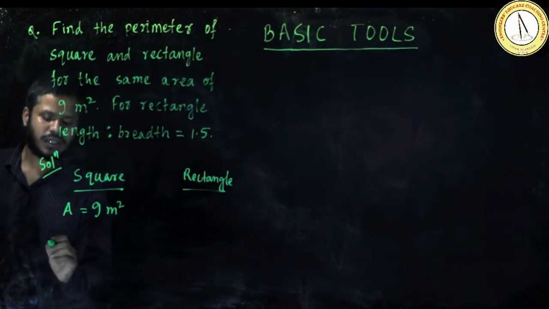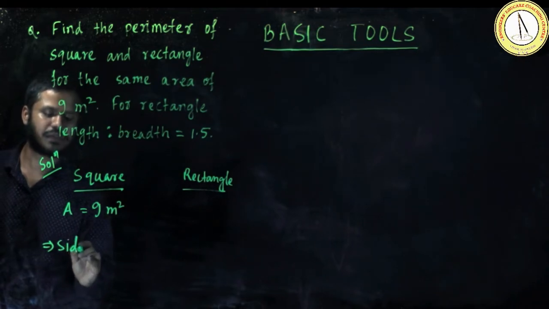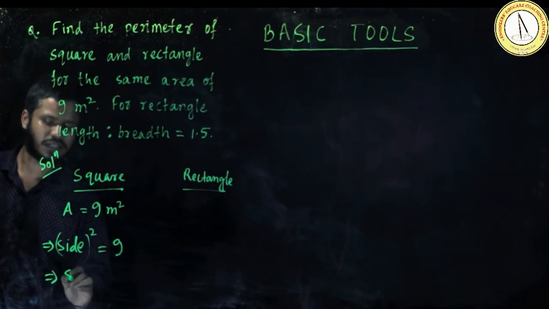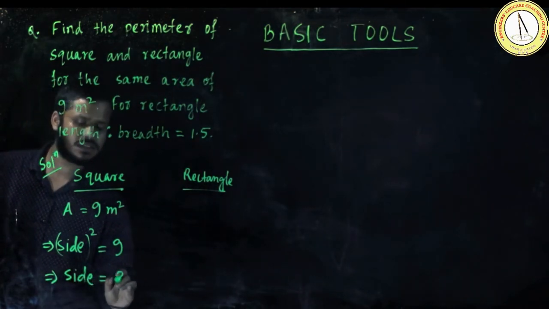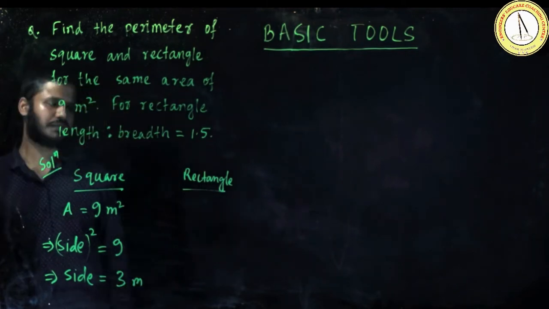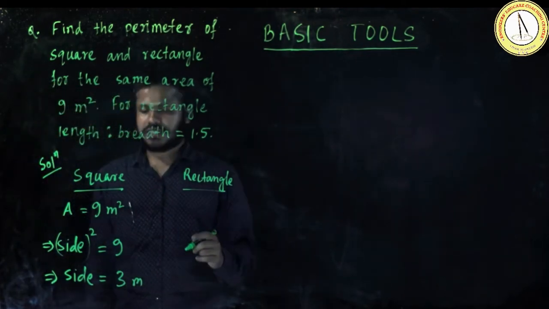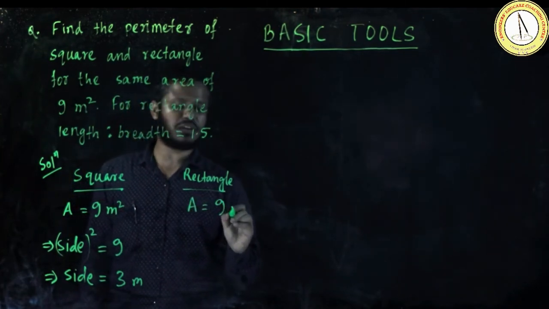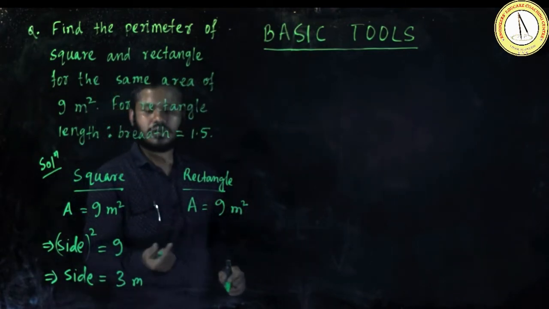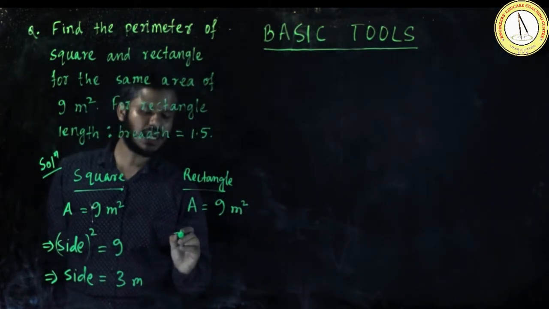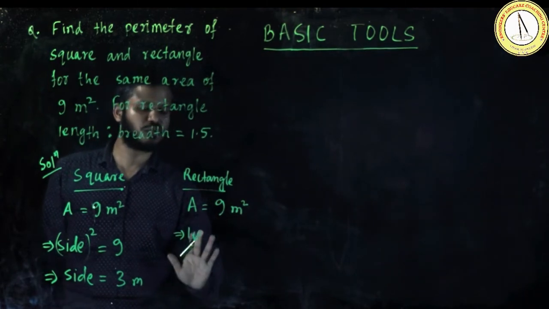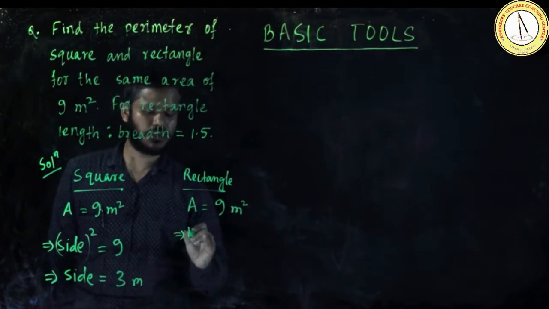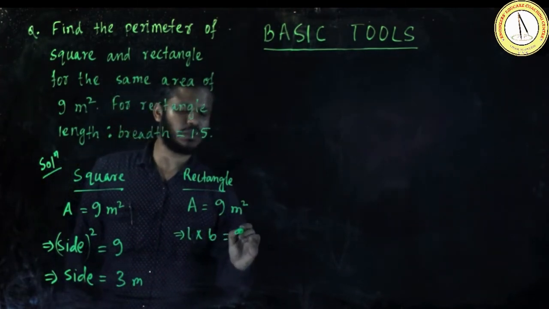Now what is the formula of area? We know side square. Side square is equal to 9. Now from here, side is how much? Side is 3 meter. Now for rectangle, again given area is 9 meter square, same. Now for rectangle, what is the formula of area? The formula of area is L into B. If I write length into breadth, symbolically L into B is equal to 9.